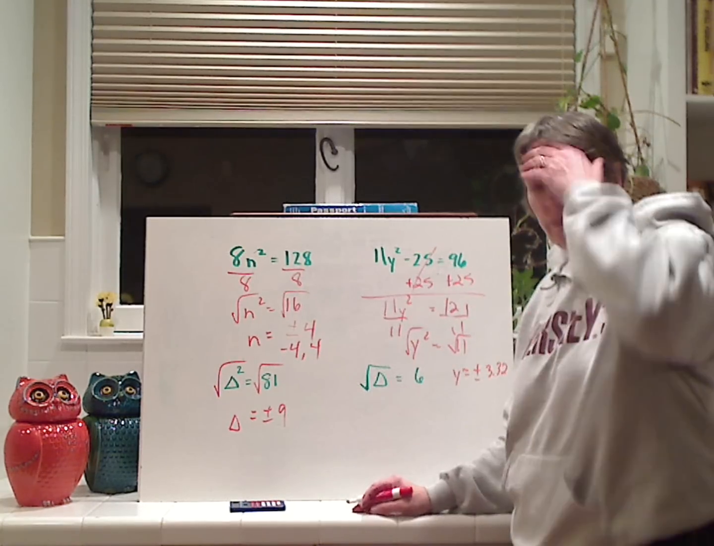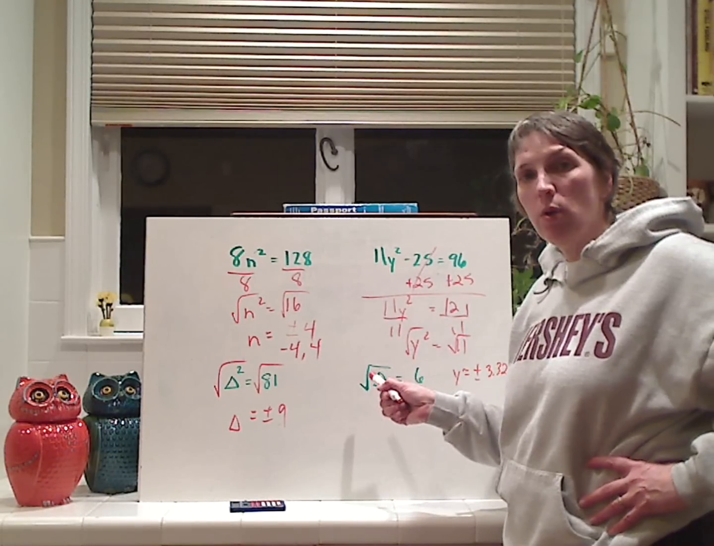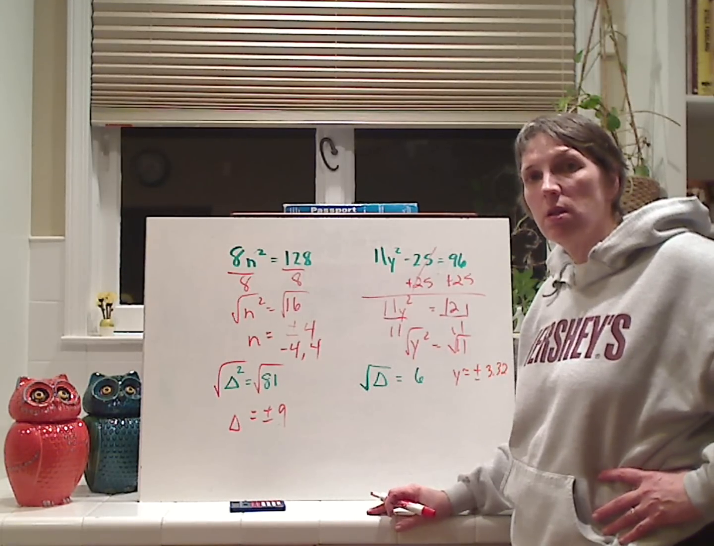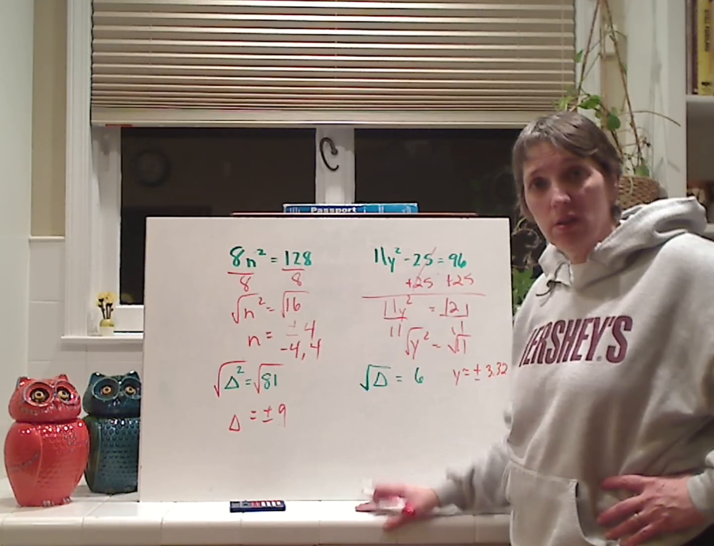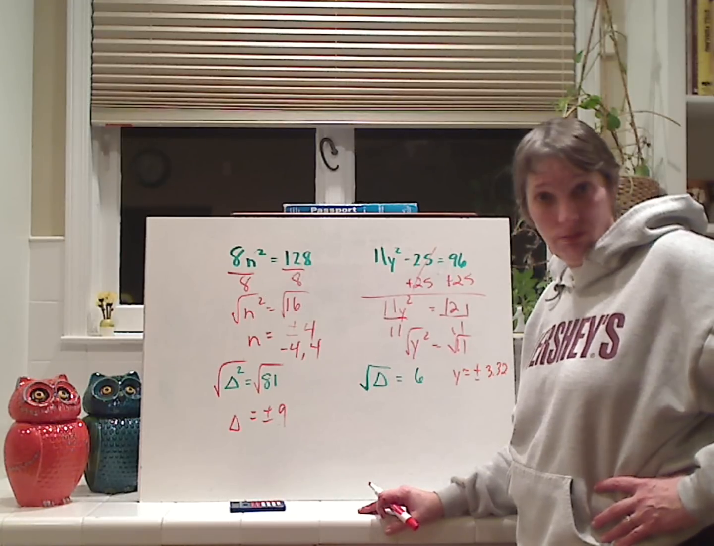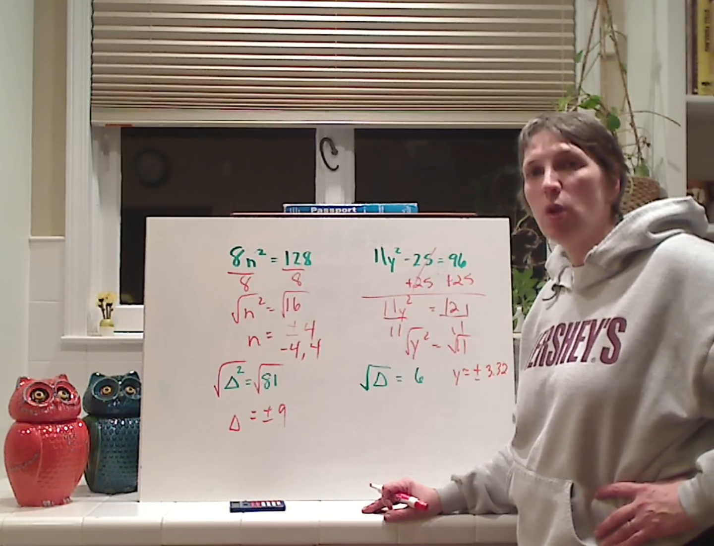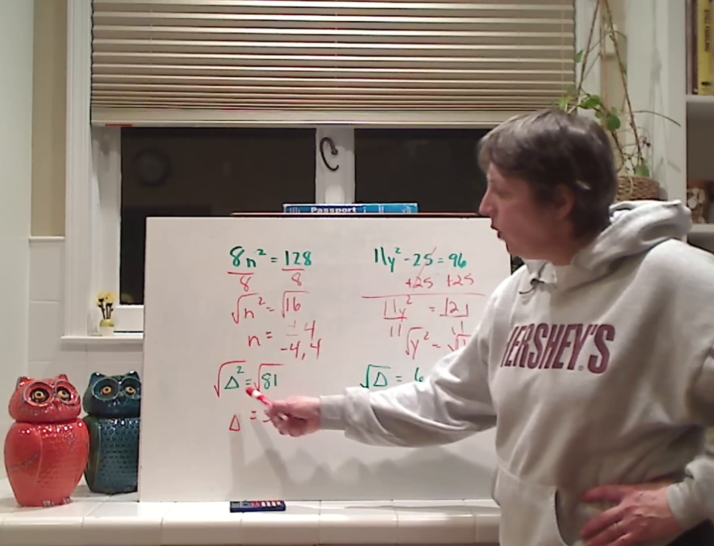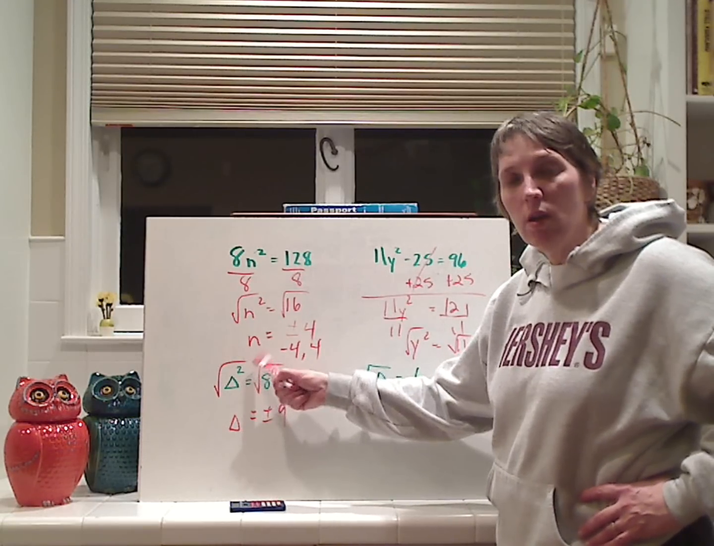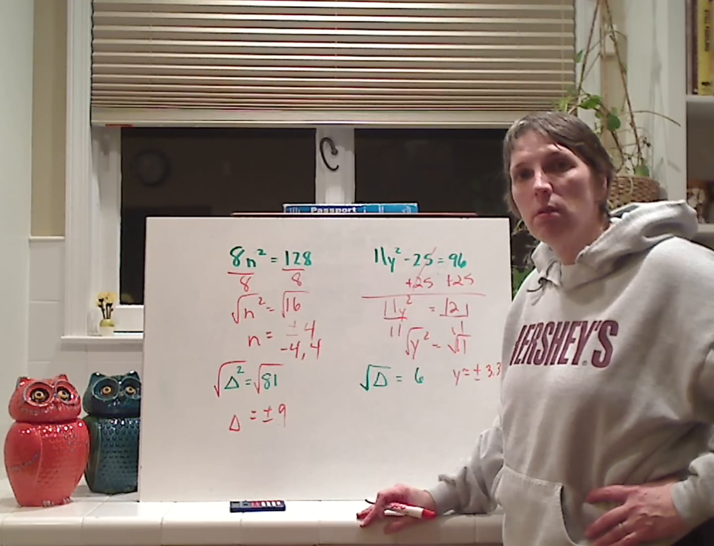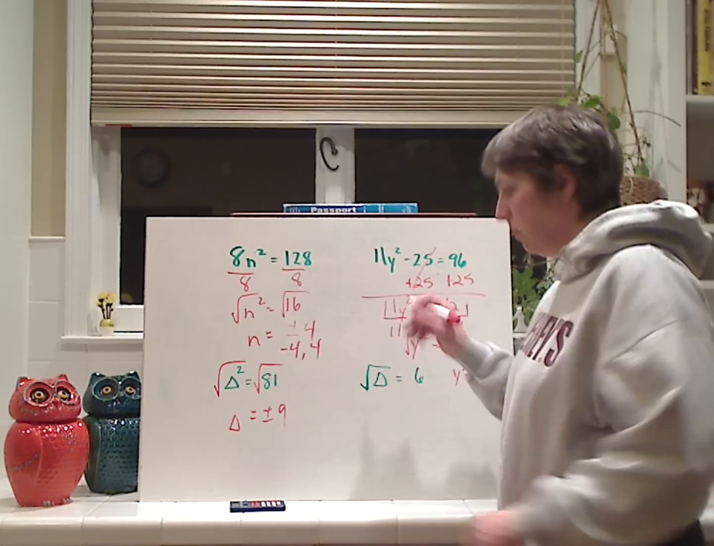Here's a tricky one. What do we take the square root of to get 6? 36, right? Well, how do you show it? You got to show me mathematically. You can do it in your head all day, but you got to show me mathematically. So if we take the square root here, how do we go backwards? We square both sides.